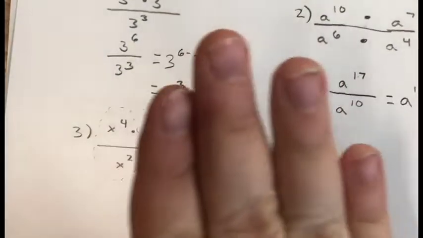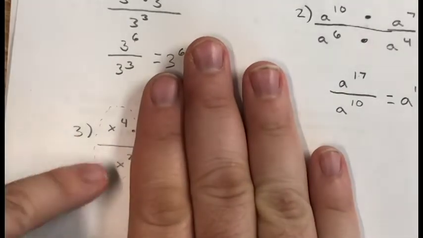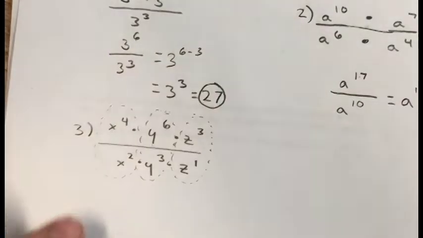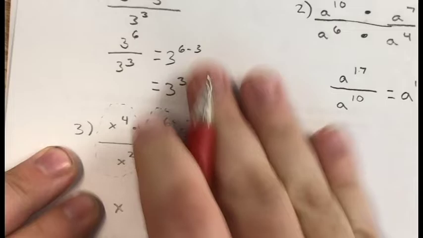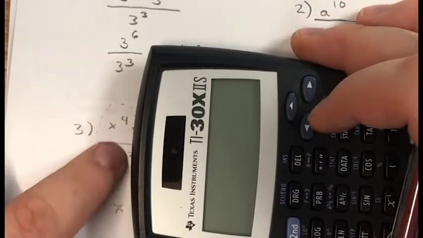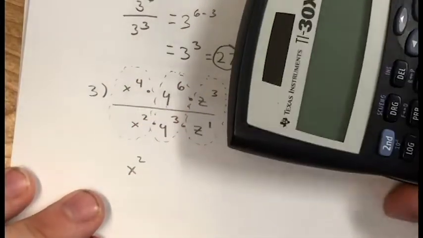So if I look at it just like that, right there, I have x to the 4th being divided by x to the 2nd. What's my common base? My common base is x. I'm going to put this here. What am I going to do? I'm going to subtract my exponents. When I do, I get 2. So I'm done with that.